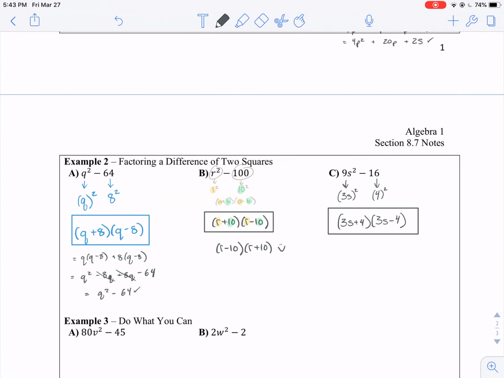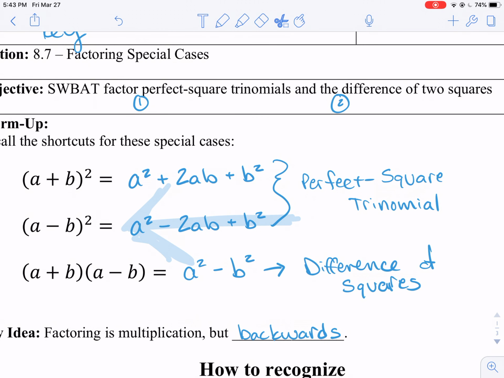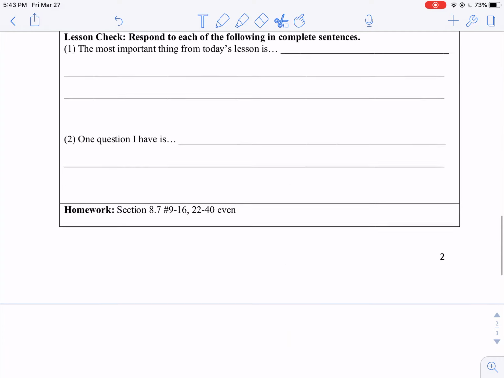So as you can see, all we've been doing today is our warm-up backwards. We saw something in this form, a squared plus 2ab plus b squared, so we know that that's equal to a plus b quantity squared. Similarly, if we start out with a difference of squares, we know that's equal to a plus b, a minus b. Now let's go ahead and look at example 3.